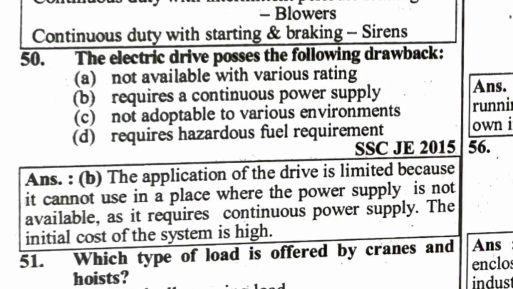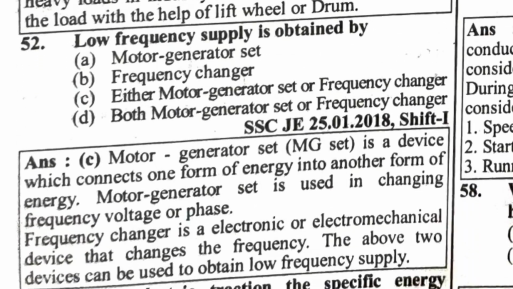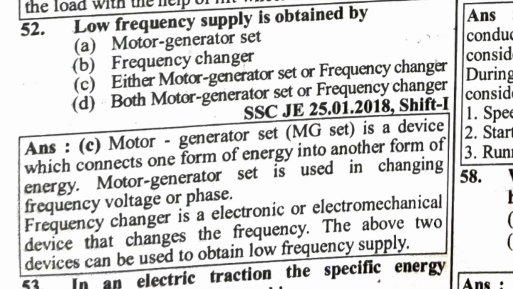An electric drive possesses the following drawback: it requires a continuous power supply. Which type of load is offered by crane and hoist, reversing, heavy start? Low frequency supply is obtained by either motor generator set or frequency changer.